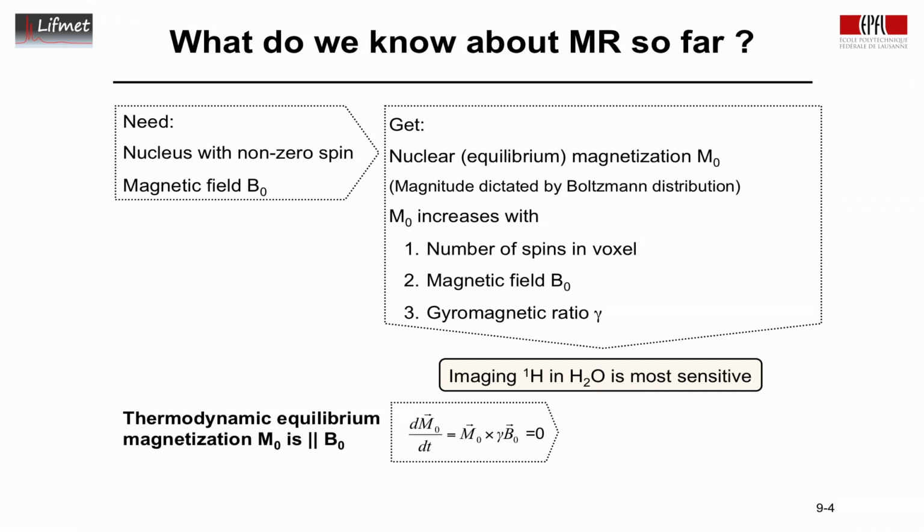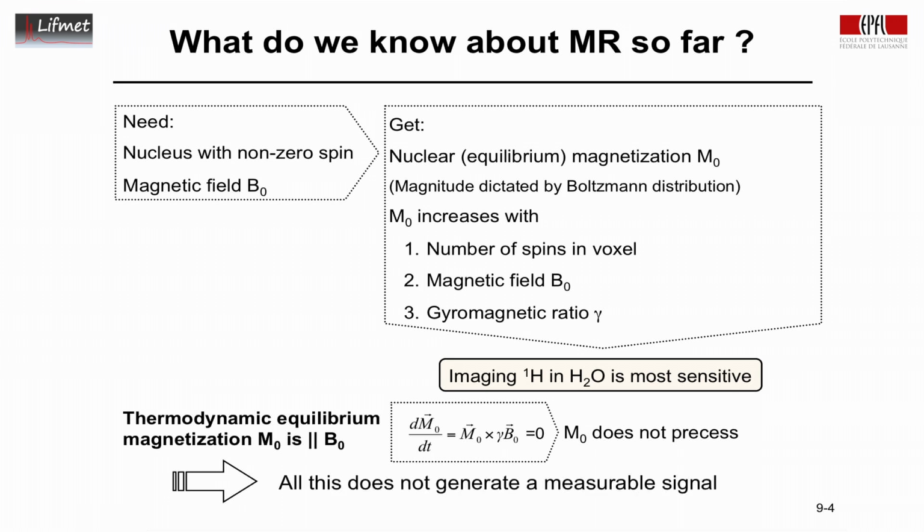And frustratingly, this term is 0. So the consequence is that the equilibrium magnetization is along z and it stays along z. Nothing happens. And if nothing happens, we cannot measure anything. So we need to induce some changes. Since all that we have told you so far does not generate a measurable signal, we need to do something to be able to detect a signal from our nuclear magnetization.